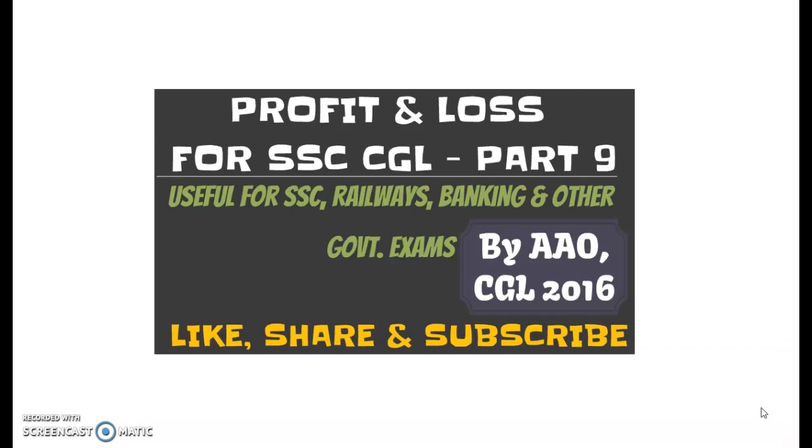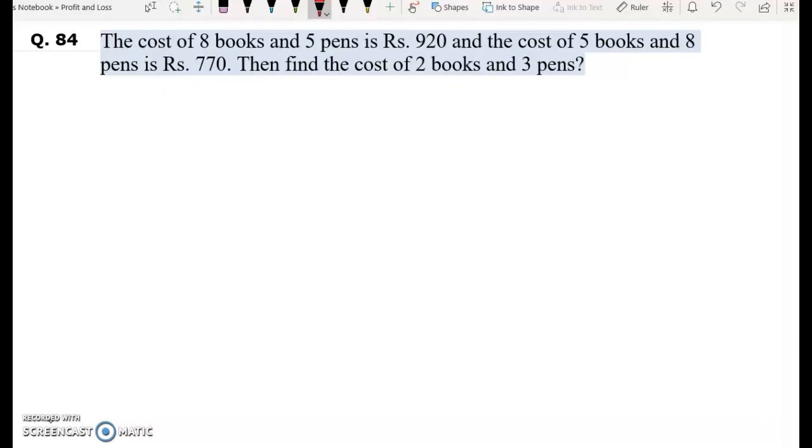Today we will continue with our questions on profit and loss. Question number 84. The cost of 8 books and 5 pens is rupees 920 and the cost of 5 books and 8 pens is rupees 770. Then find the cost of 2 books and 3 pens.